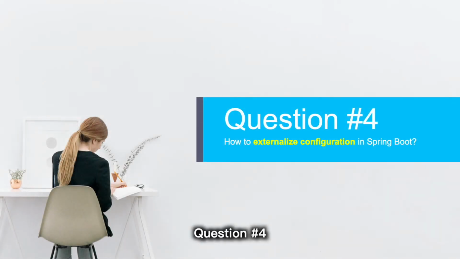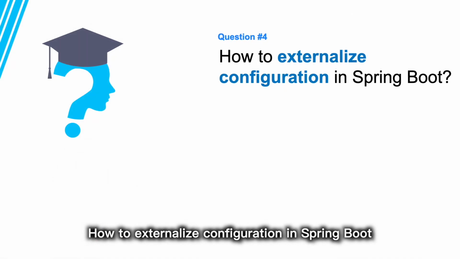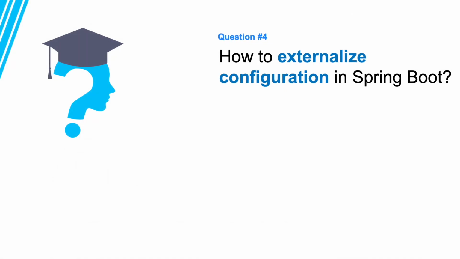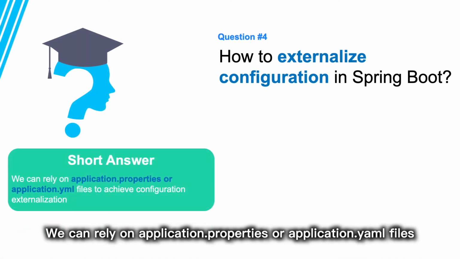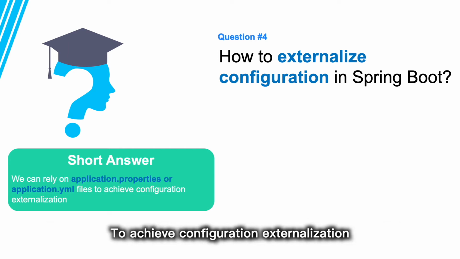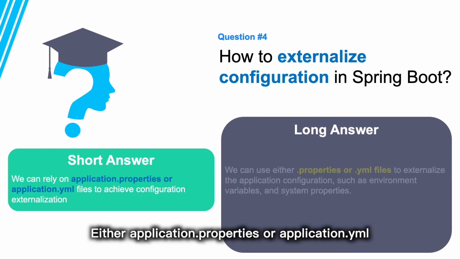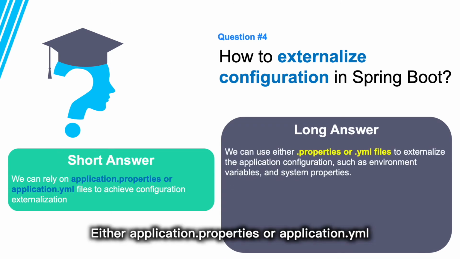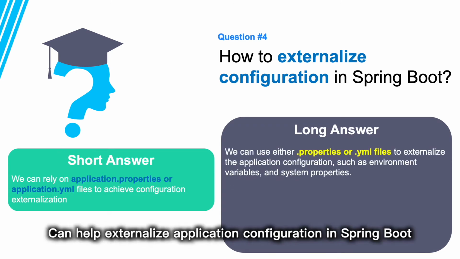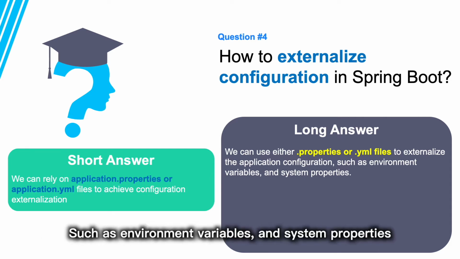Question number 4. How to externalize configuration in Spring Boot? We can rely on application.properties or application.yaml files to achieve configuration externalization. Either application.properties or application.yml can help externalize application configuration in Spring Boot, such as environment variables and system properties.